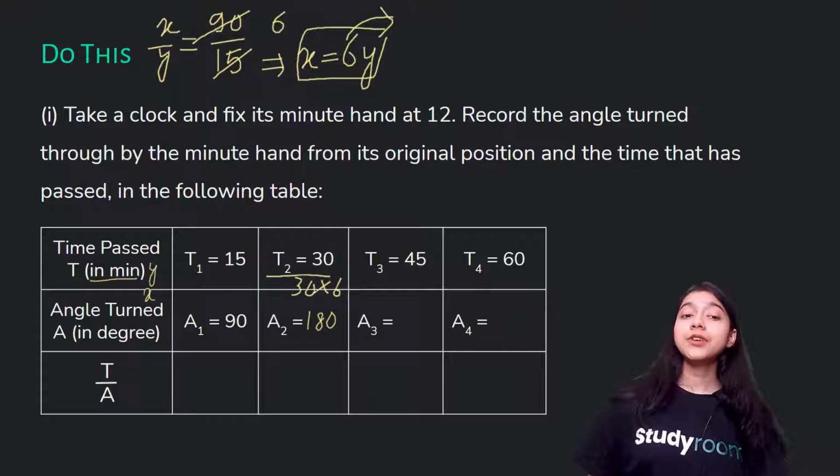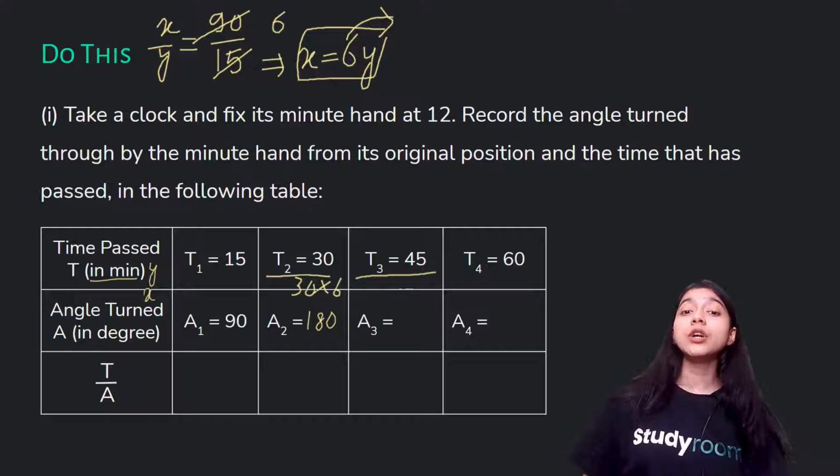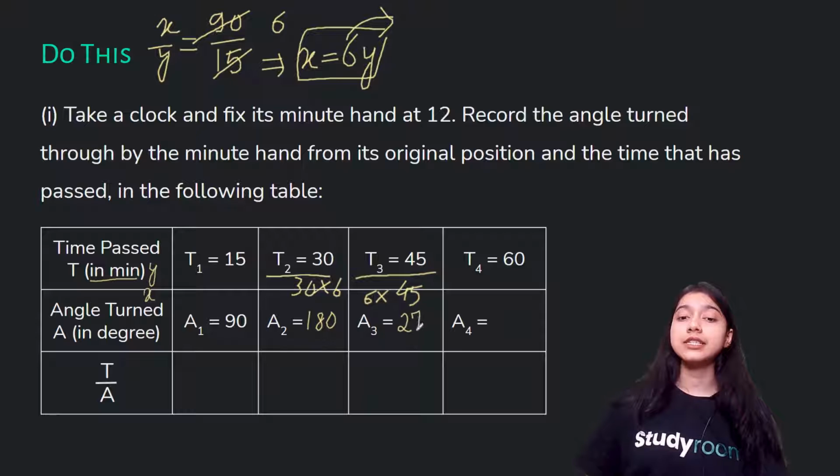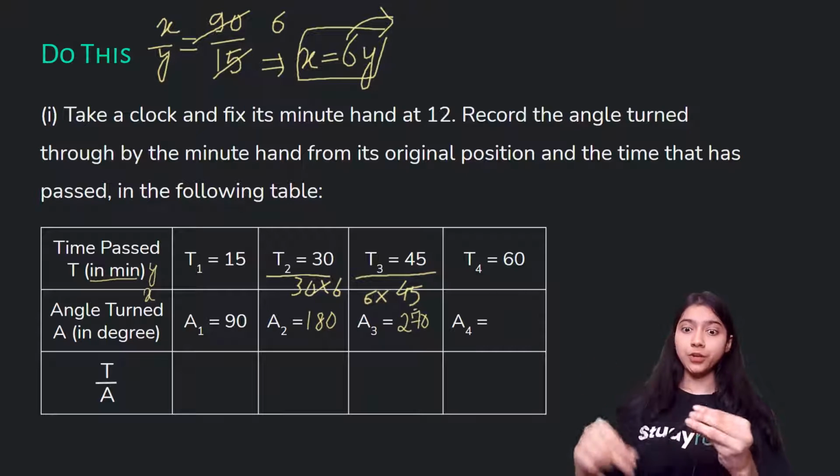Next up, we have the time passed as 45 minutes. We again know that x is equal to 6 times y. So x3 will be equal to 6 times 45, because 6 is the common constant. 6 times 45 gives us 270 degrees. So in 45 minutes, the minute hand will be moving from here till here.